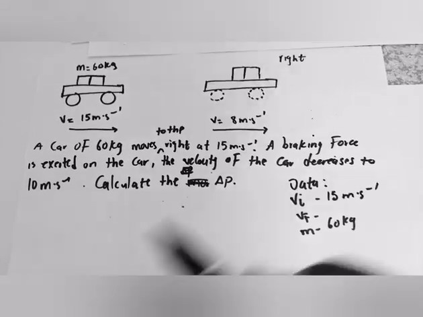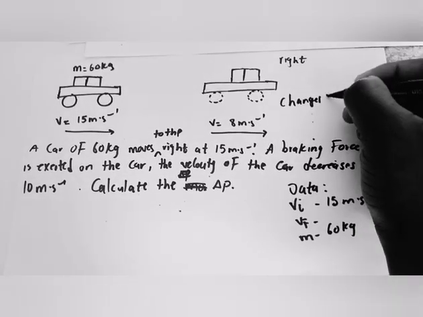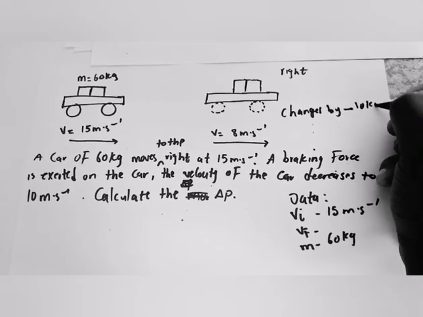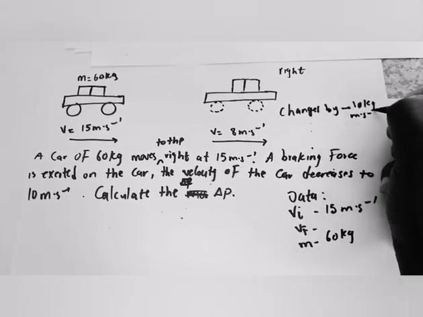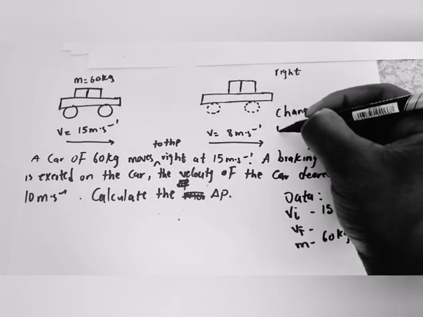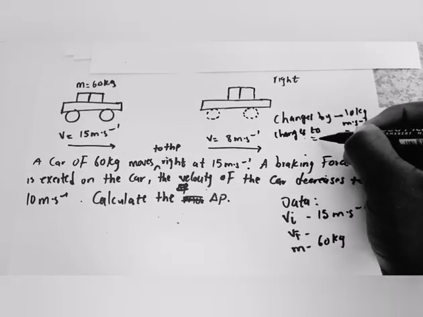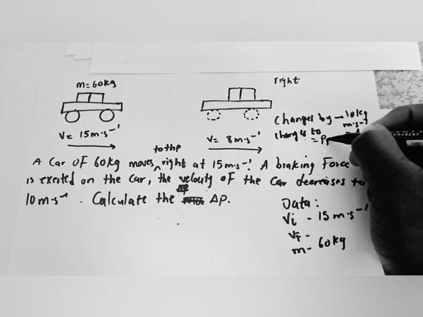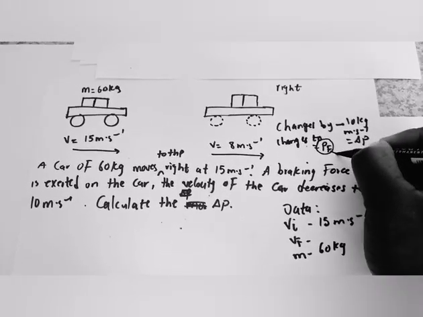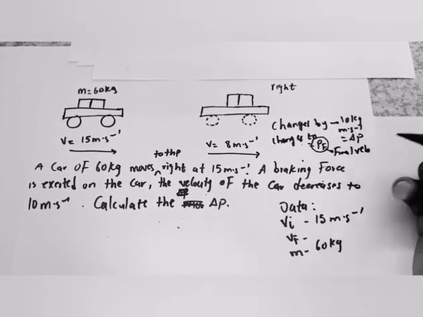In other words, it is V final. Remember, changes by: for example, if it changes by 10 kg meters per second, that will be our change in P. But if it changes or decreases to, we're talking about the PF. If it changes to 10 kg meters per second, we're talking about the final velocity or the final momentum.